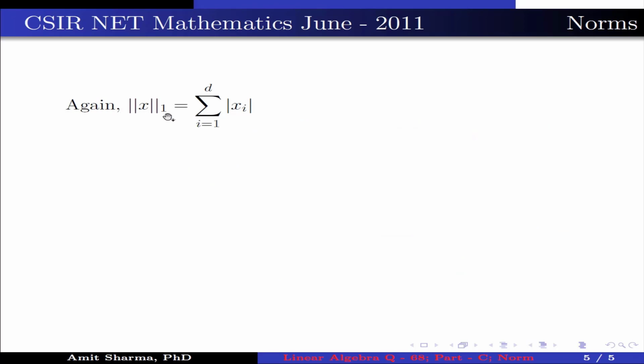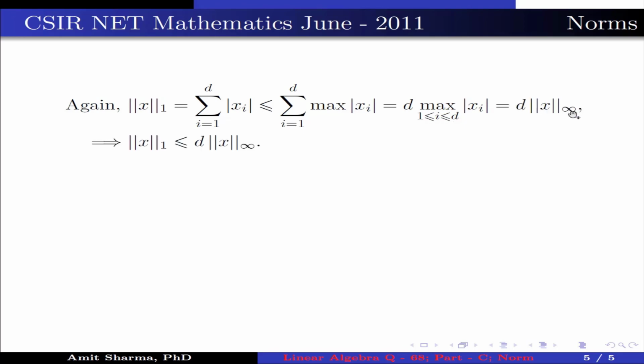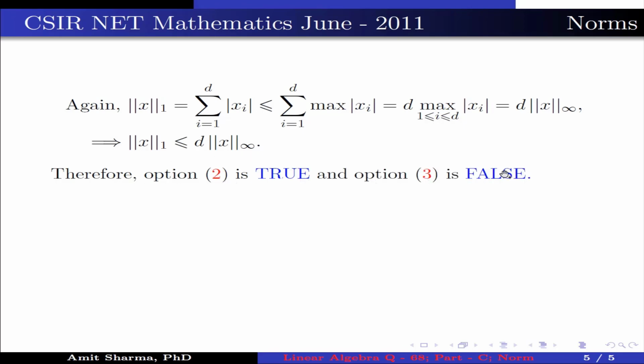Again, 1-norm x is equal to summation i varies from 1 to d of |xi|, which is less than or equal to summation i varies from 1 to d of maximum of |xi|, which is equal to d into maximum of |xi| where i varies from 1 to d, which is equal to d into infinity norm x. This implies 1-norm x is less than or equal to d into infinity norm x. Therefore, option 2 is true and option 3 is false. Hence, options 1, 2 and 4 are true.